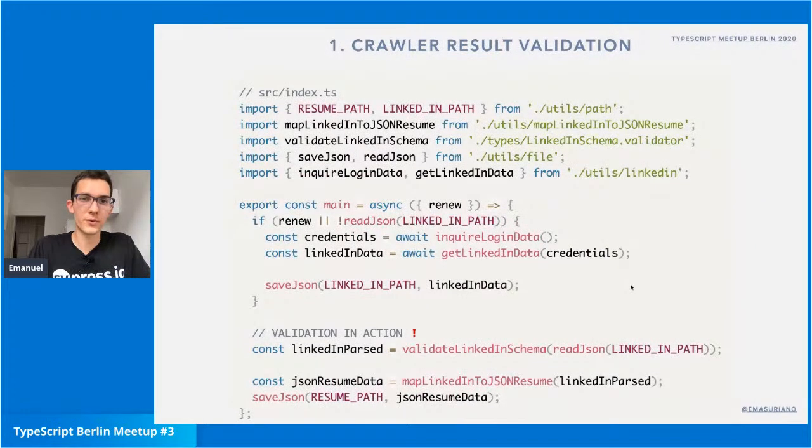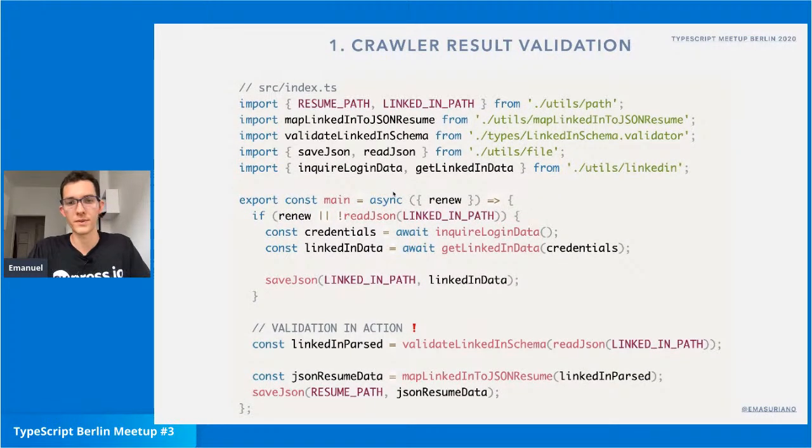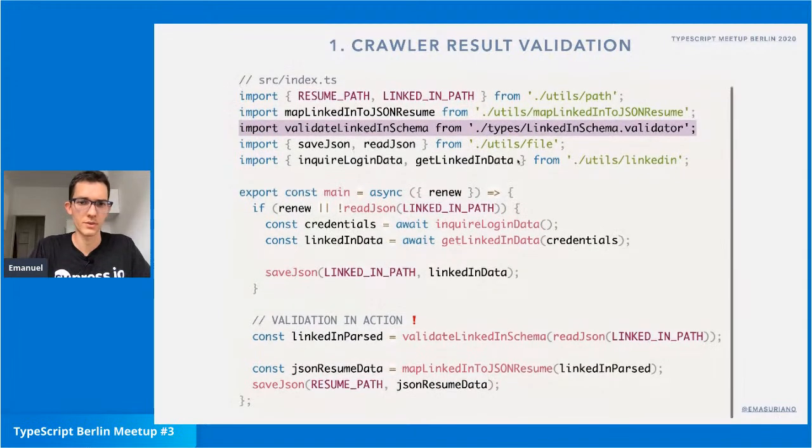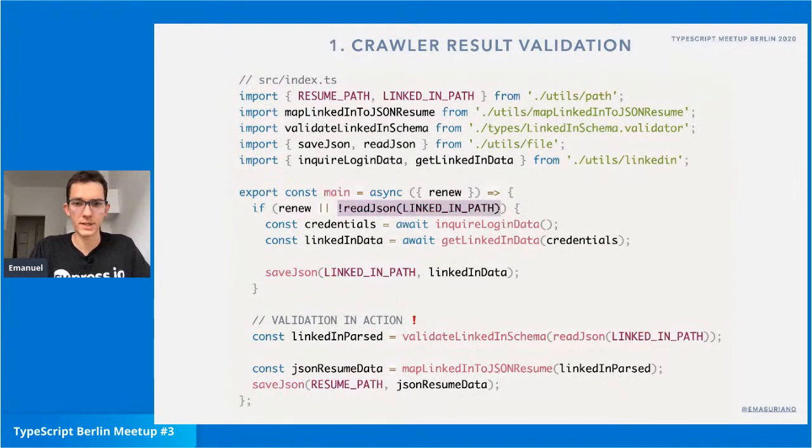So let's go with the first scenario, crawler result validation. This is the entry point of the right branch, when we are generating the resume data. As you can see here, I'm importing my LinkedIn schema validator. These are some helpers, you don't need to care about them. This is the main entry. The first thing I'm asking is if the file is present. If it's not, then I'm asking for the credentials. This is just a CLI that will get me the username and then the password.